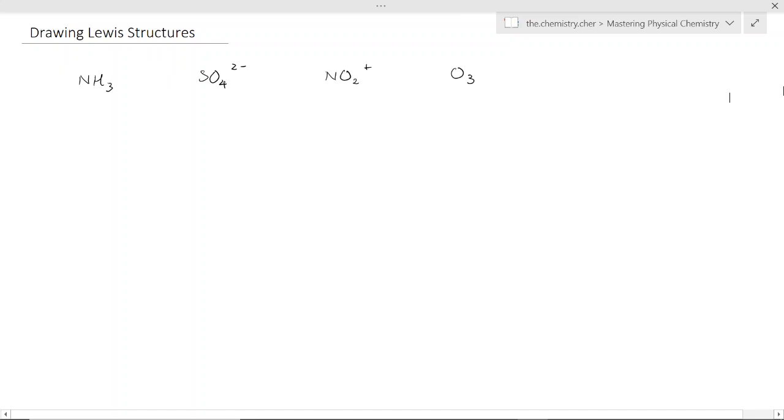Hi everyone, in this video we are going to talk about how we can draw Lewis structures. Here are some examples and I'm going to walk you through all the individual steps. First and foremost, let's look at the example of NH3.